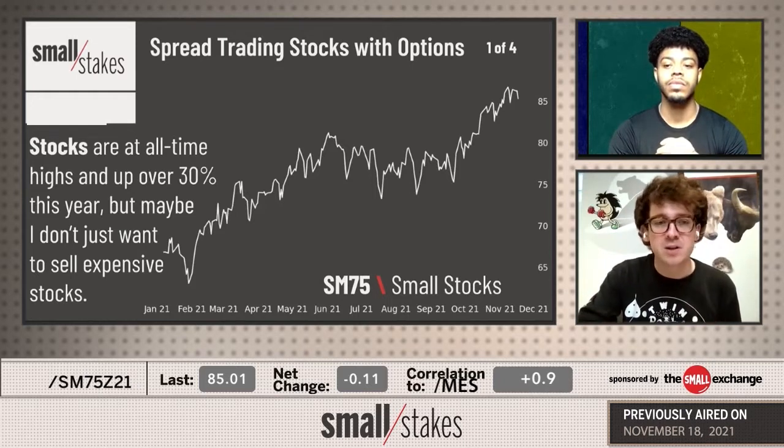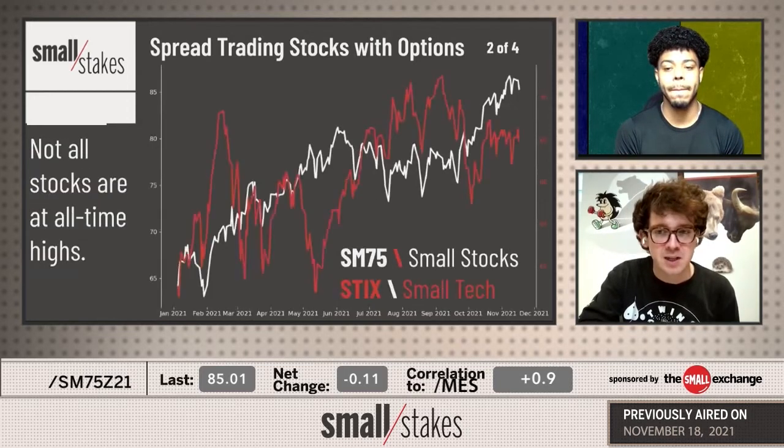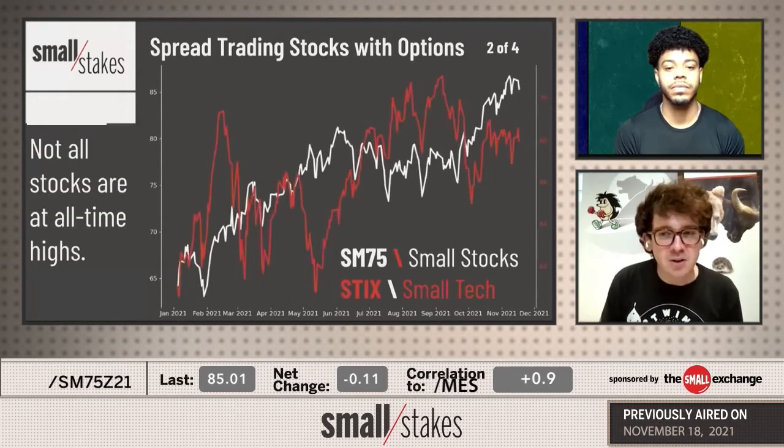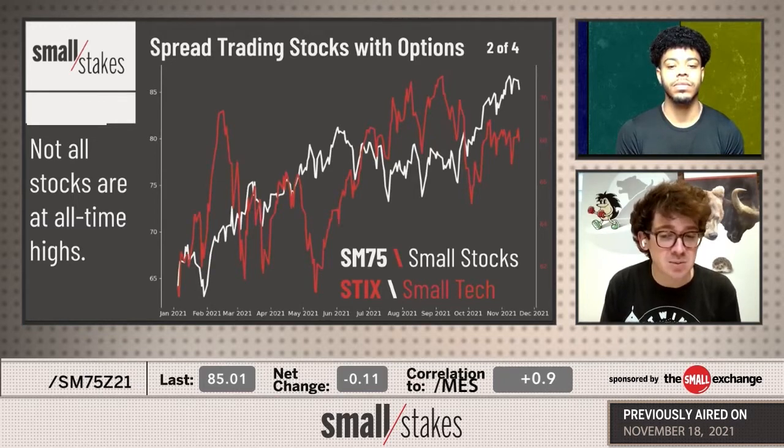And so what we do in the futures world oftentimes is we'll say, okay, this stock market is up 30% this year. This other stock market is only up like 10% this year. And these two markets are highly correlated. They're both made of stocks. We're looking at SM75, which is the small stock market. It has 75 stocks across 5 different sectors.